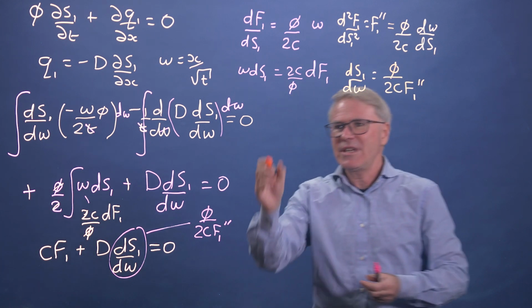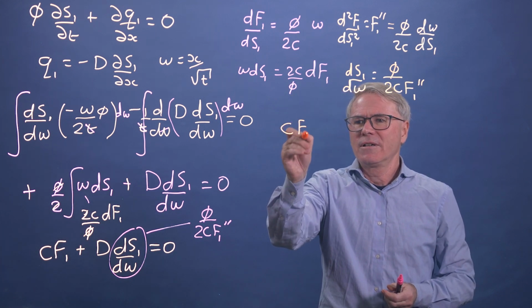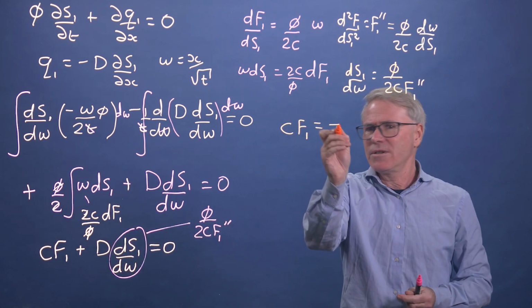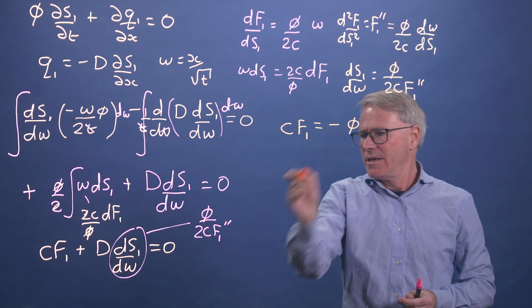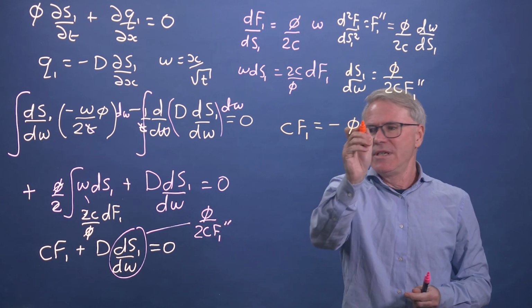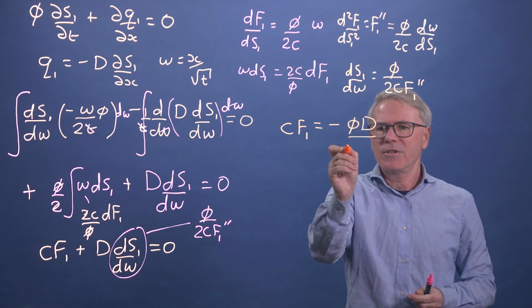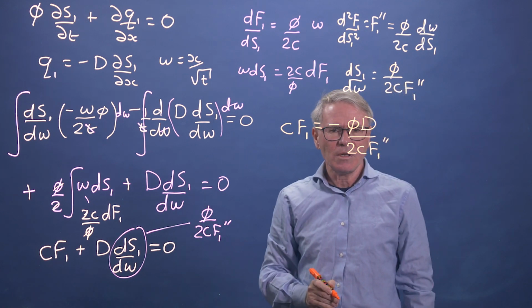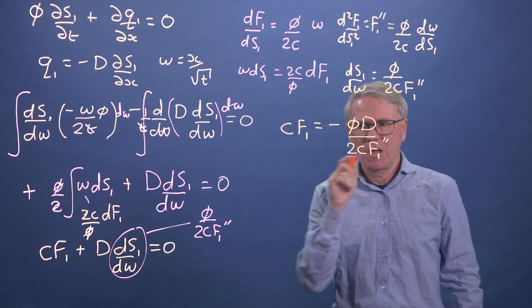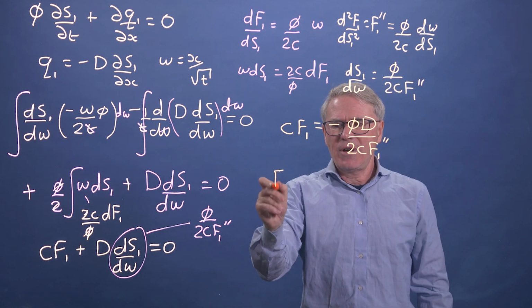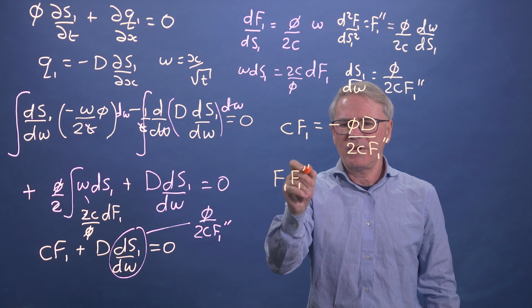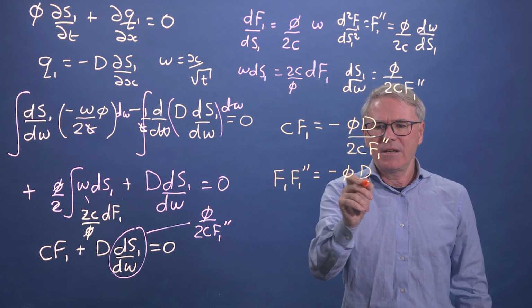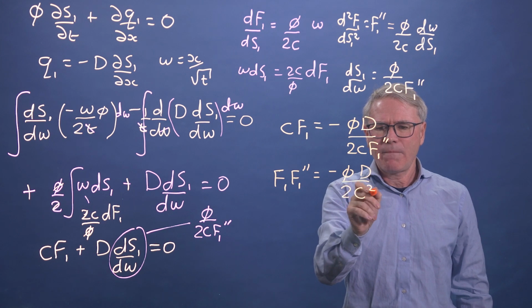try and put CF1 and then put something on the other side of the equation. So we got minus phi times d over 2c f1 double primed. So we get f1 double primed is minus phi d over 2c squared.